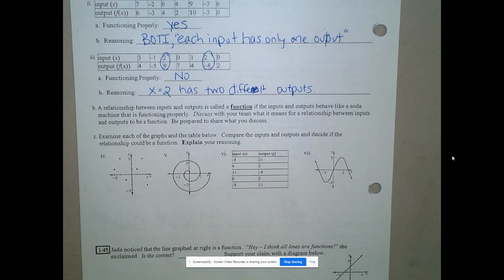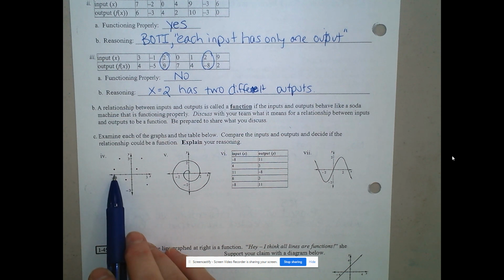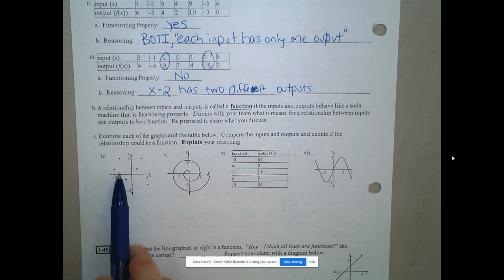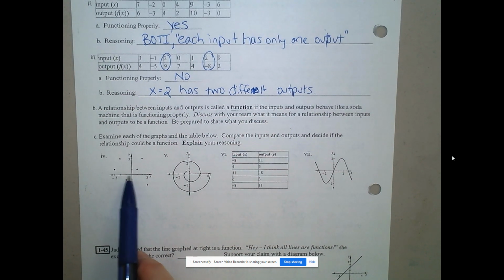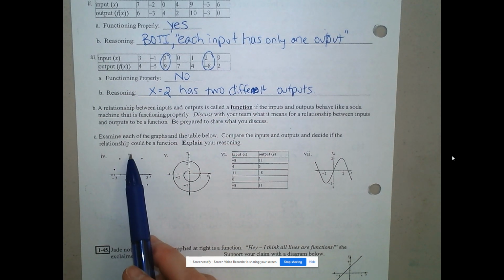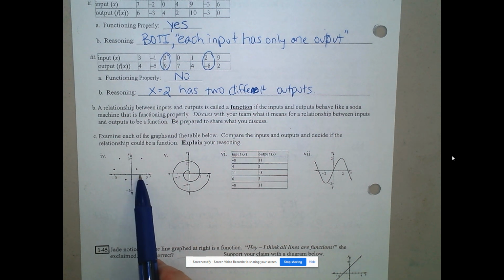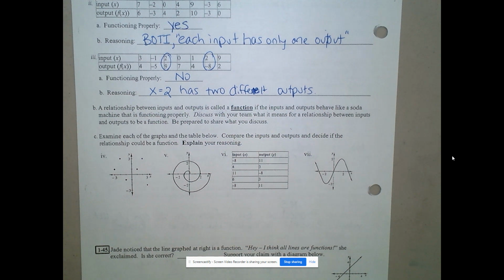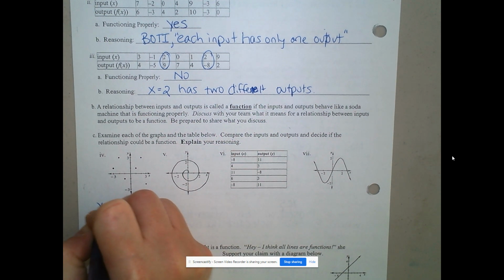Examine each of the graphs and the table below. Compare the inputs and outputs and decide if the relationship could be a function. So this one here, what we're looking for is an input of -3, there's only one dot. So that's good. An input of -2, only one dot. Input of -1, only one dot. Now there doesn't happen to be a dot over or below the 0, but that's okay. All we care about is that for each input that is in the picture, there's only one output. So we would say yes to this one.